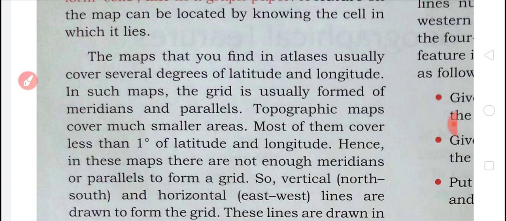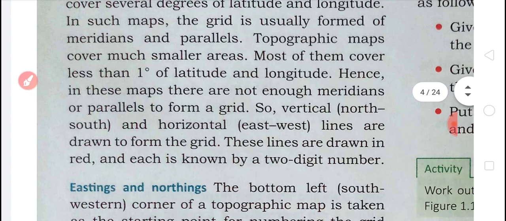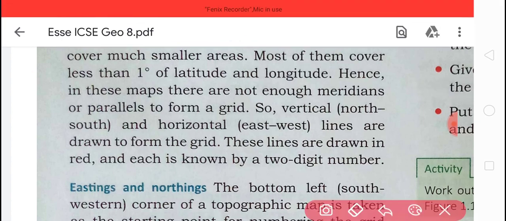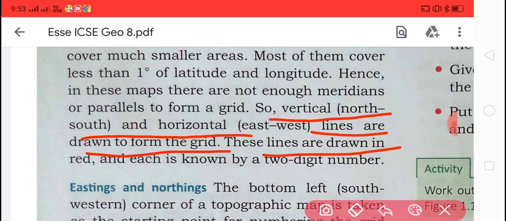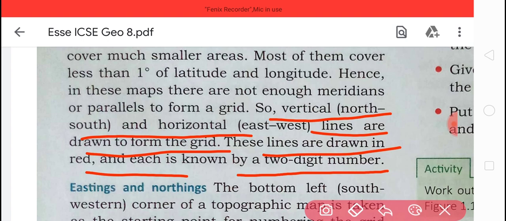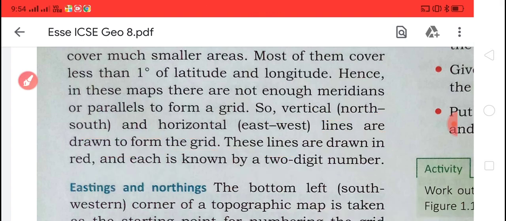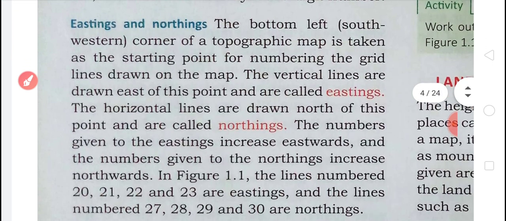So vertical and horizontal lines are drawn to form a grid. These lines are drawn in red and are known by a 2-digit number. Easting and northing.